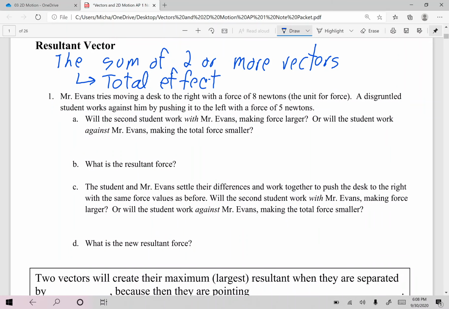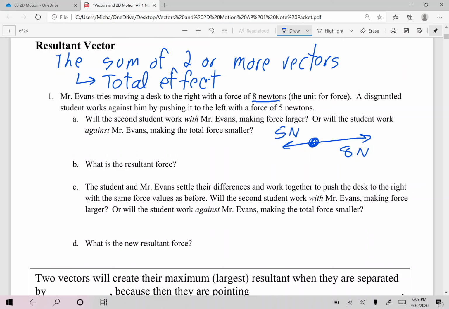Mr. Evans tries moving a desk to the right with a force of 8 newtons. That's our unit for force. Force is, I think, almost the easiest one to visualize or think about. I know we haven't covered force, but it's one I'm going to use for the purpose of this lesson. So Mr. Evans tries moving a desk to the right with a force of 8 newtons. A disgruntled student works against him by pushing to the left with a force of 5 newtons. So if we talk about how the direction is important here, this would be me, Mr. Evans, pushing with 8 newtons, and then a student pushes to the left with 5 newtons.